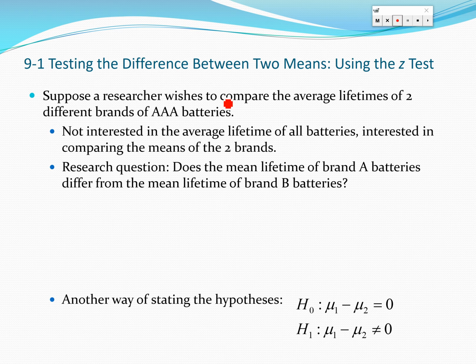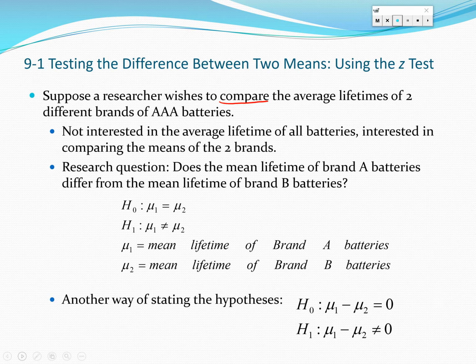So just to give you an idea of what we're looking at, we have a researcher who wishes to compare, and there's one big key word right there for us, compare, the average lifetimes of two different brands of AAA batteries. They're not interested in the average lifetime of all batteries. They're looking at comparing the two means of the two brands. Last unit, we would have said something like, we're trying to claim that the mean average lifetime of AAA batteries is 45 hours. That would have been last unit. Now this unit, we're looking at comparing the average lifetime of brand A versus brand B. So two different means we're looking at comparing.